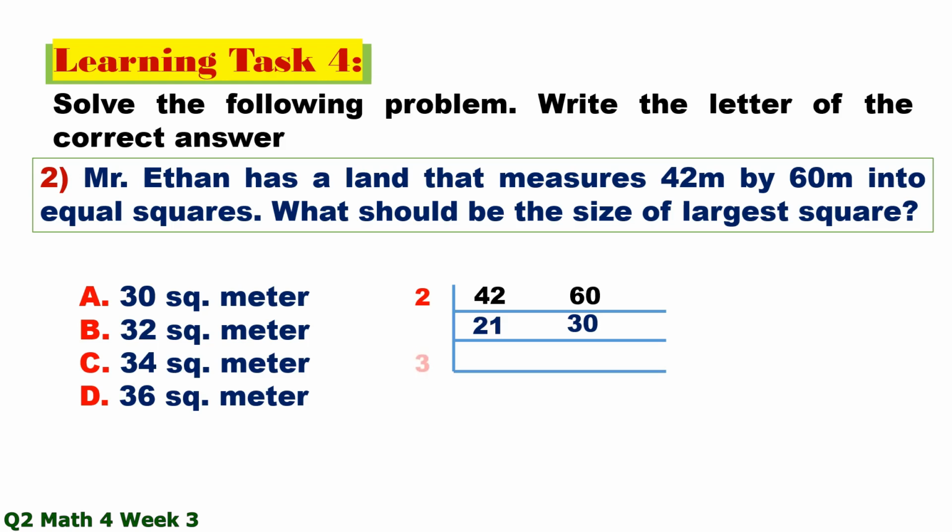21 and 30 are divisible by 3. 21 divided by 3, 7. 30 divided by 3, 10. 6 times 6 equals 36.